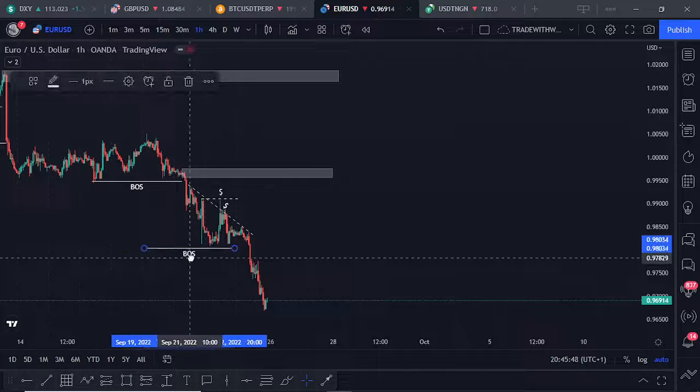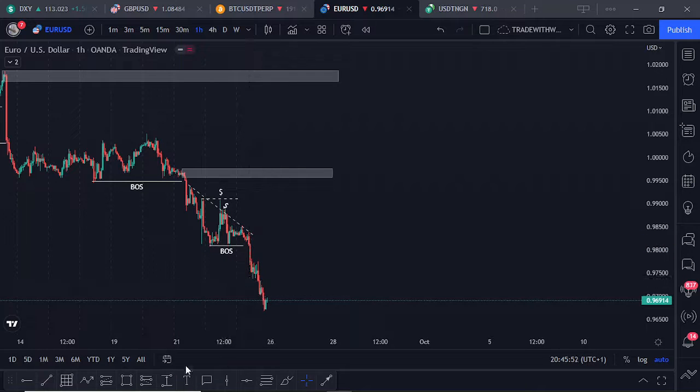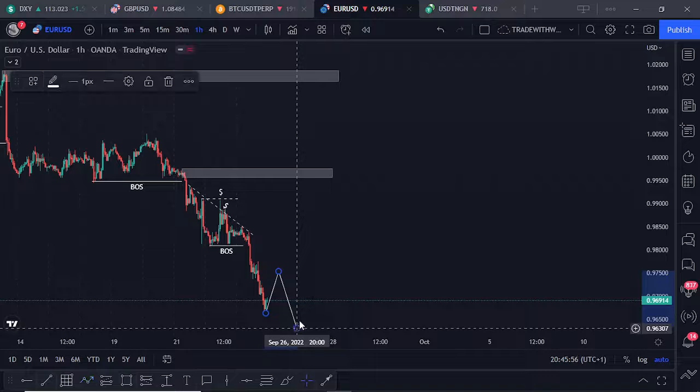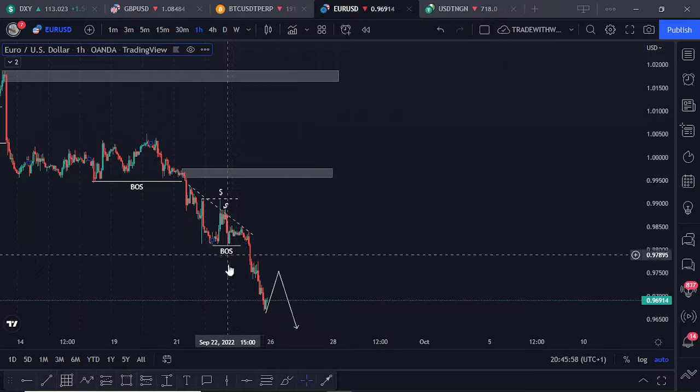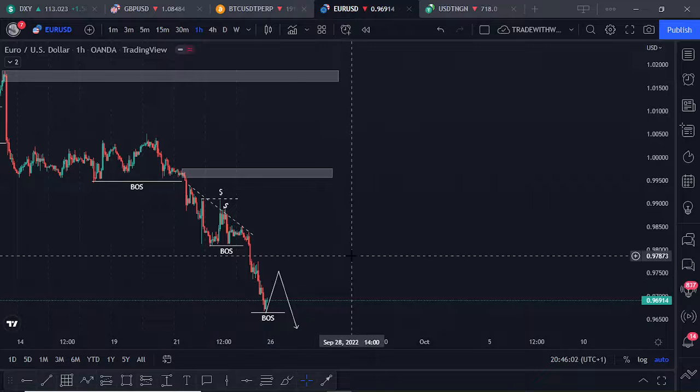Just like this one over here. We call it break of structure, right? And then when there's another break of previous low to give us a new low, what do we call it? Yeah, definitely we call it break of structure, right? Fine, that is correct.